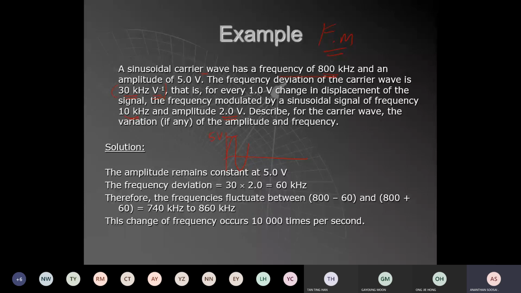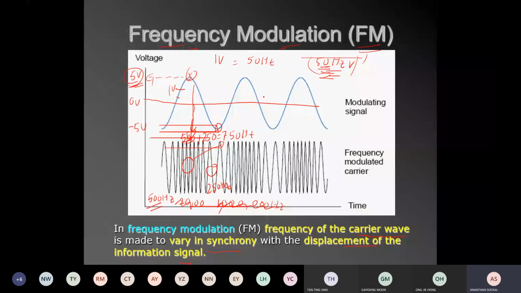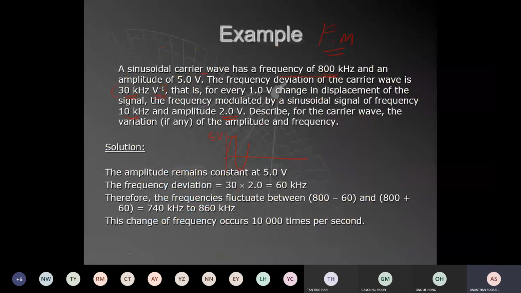That means if I go to the earlier diagram, the signal has 2 volt. The carrier has 5 volt and the carrier was 800 kilohertz. And the signal is how many kilohertz? The signal is 10 kilohertz. This is the information. Now the question is, describe for the carrier wave the variation of the amplitude and the frequency. In the modulated pattern of the signal, what is the amplitude, what is the frequency?